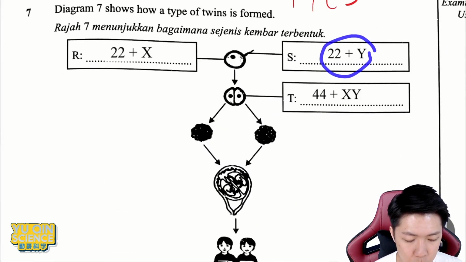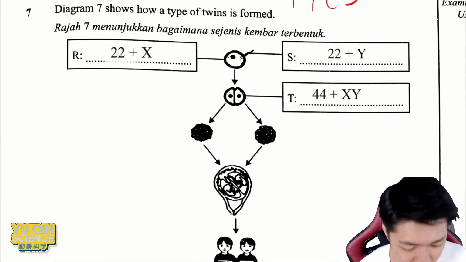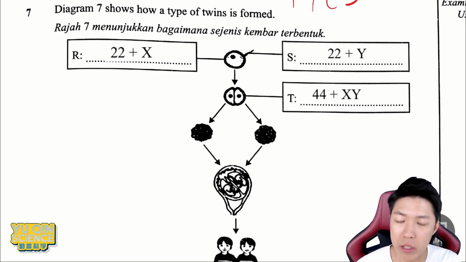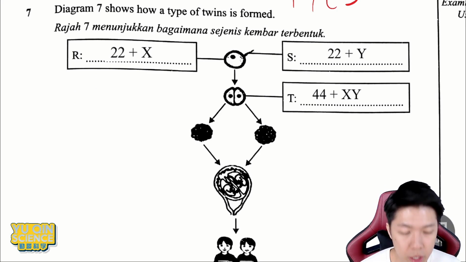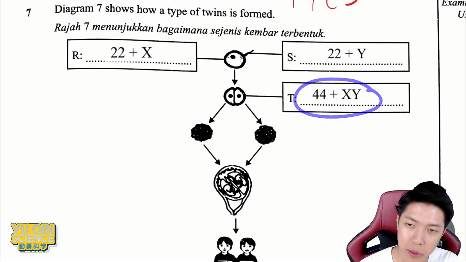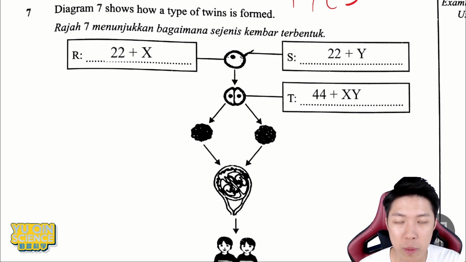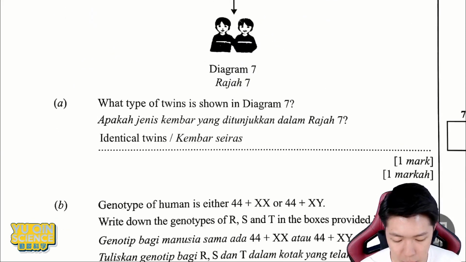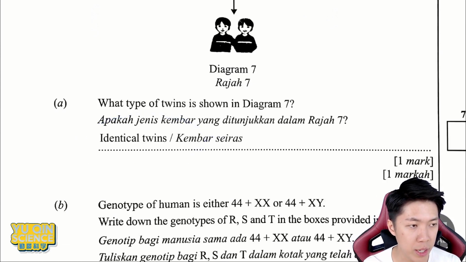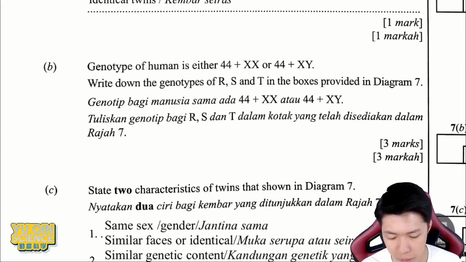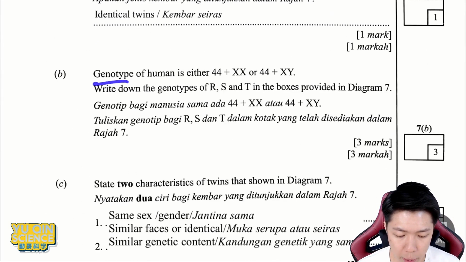So hence 22 plus Y. Sorry, 22 plus Y. What am I talking about? 22 plus Y. So combine become 44 plus XY lah. Then they decided to split into half into identical twins. Cha-ching! Free answer. Identical twins. Alright? Next one, B. Genotype of human.